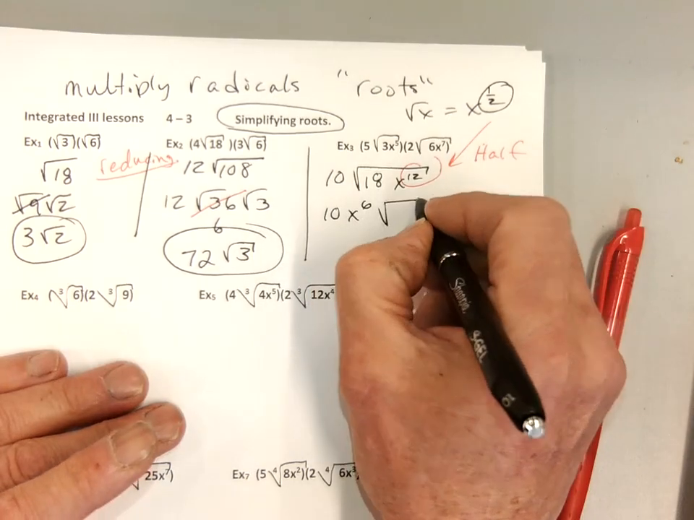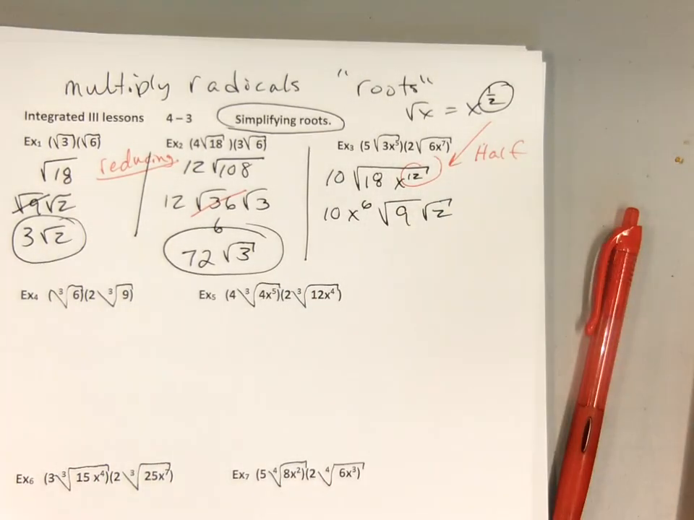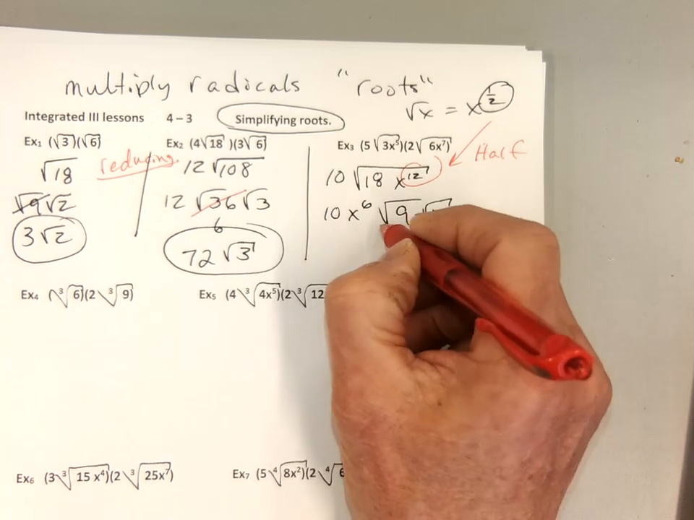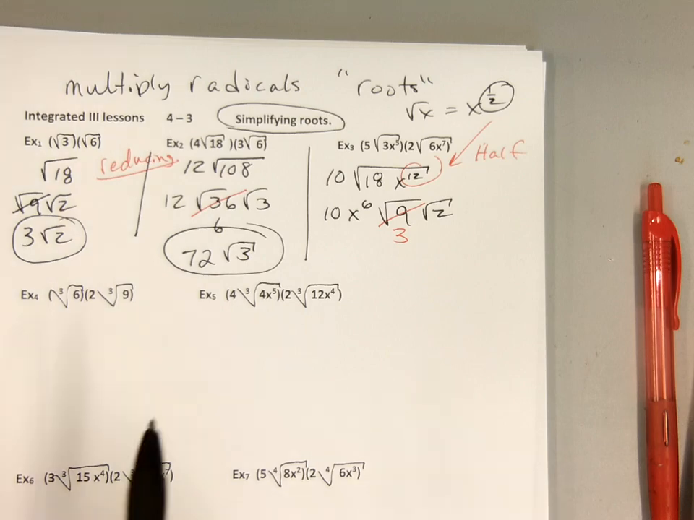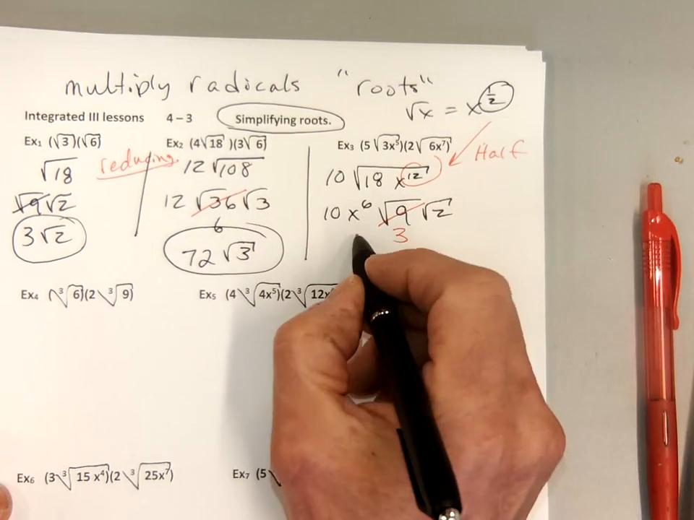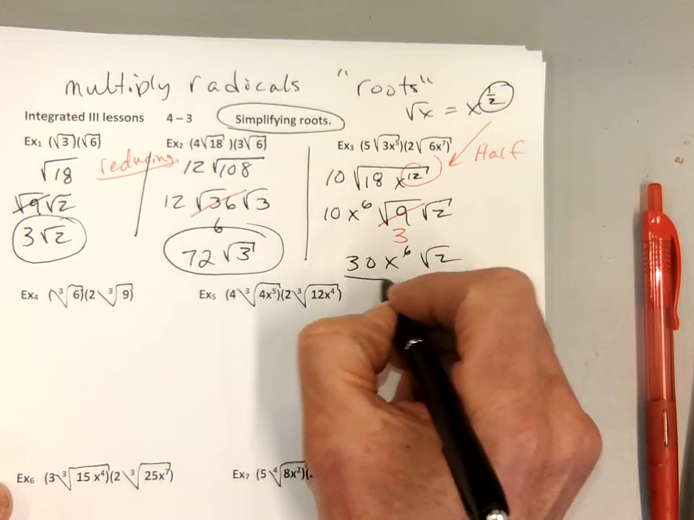We've done that already. Square root of 9, square root of 2, right? And then square root of 9 is a perfect square. It's 3. That's a whole number. 10 times 3 is 30. x to the 6, square root of 2. And I got it.